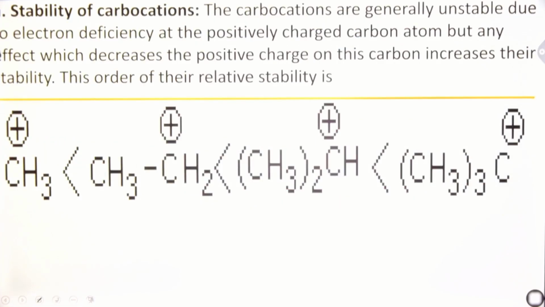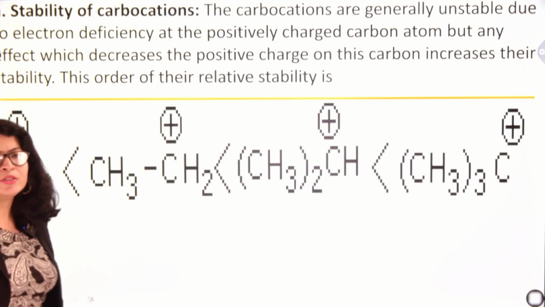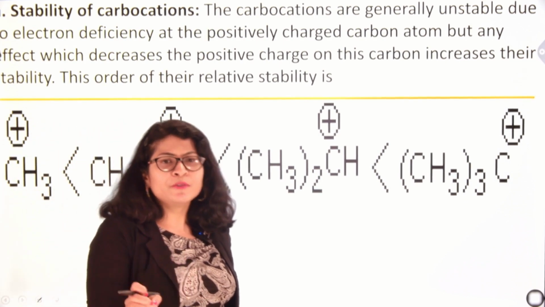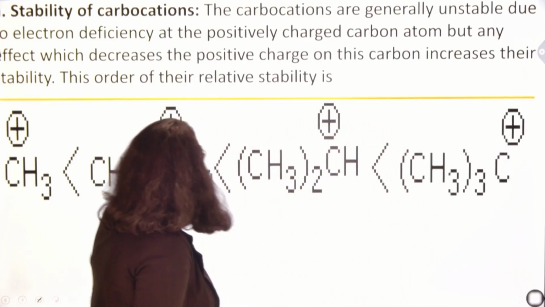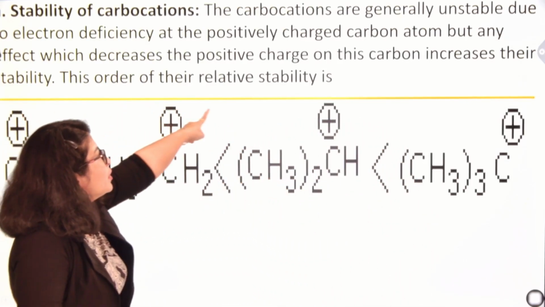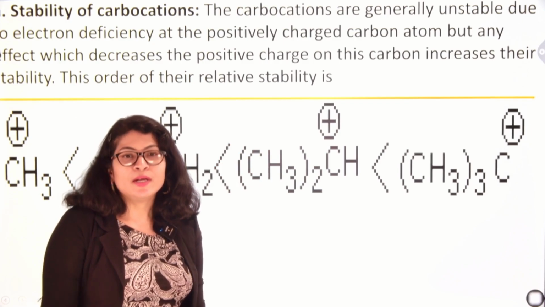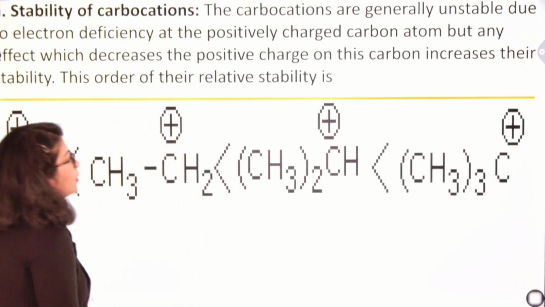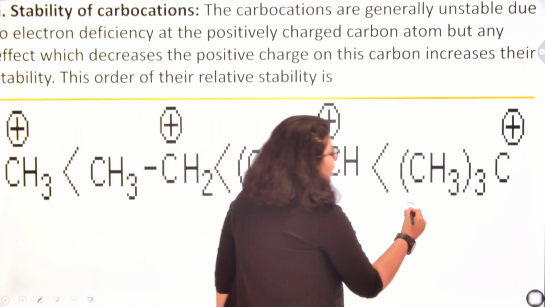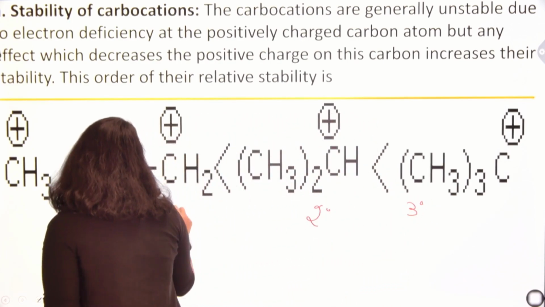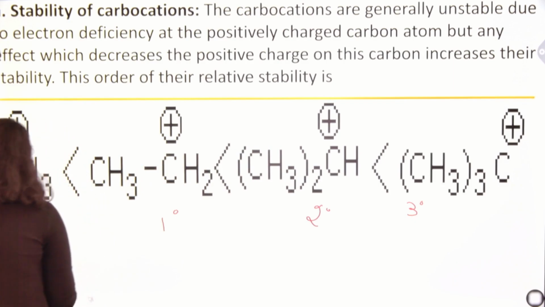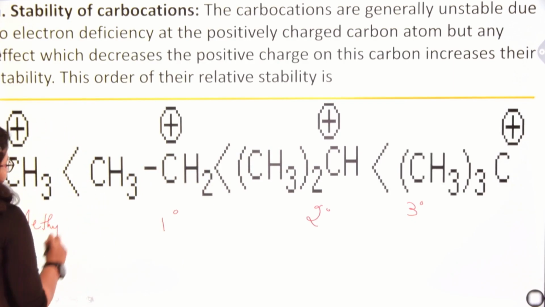Now, stability of carbocations. The carbocations are generally unstable due to electron deficiency or a positive charge on the carbon atom. But any effect which decreases the positive charge on this carbon increases their stability. The relative order is 3 degree, greater than 2 degree, greater than 1 degree, which is further greater than the methyl. Okay, this is the order.